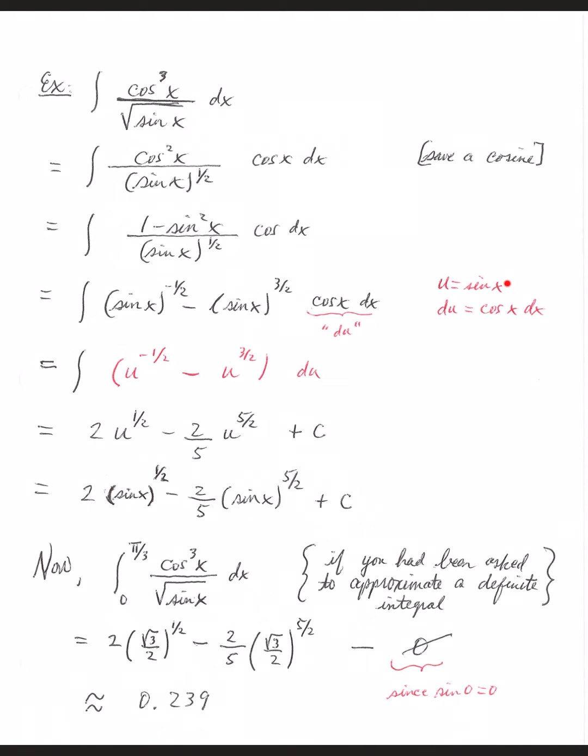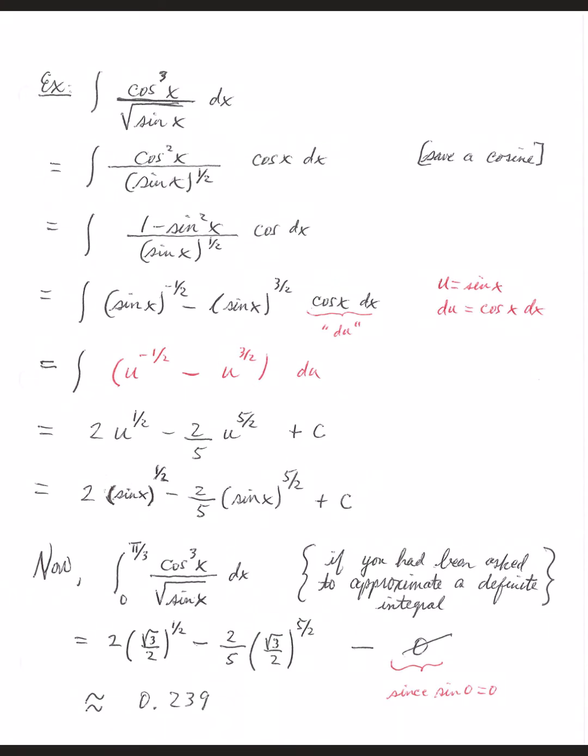Now we return sine x back into the problem and replace the u's. So we have 2 square root of sine x, or leave it as a power of half, minus 2/5 sine x to the 5 halves power, plus our constant of integration. If this happened to have been a definite integral, and I put this side note, if you had been asked to approximate a definite integral, you work it like it's an indefinite integral, but instead of keeping the plus c, you sub in the top limit and bottom limit of your integral.